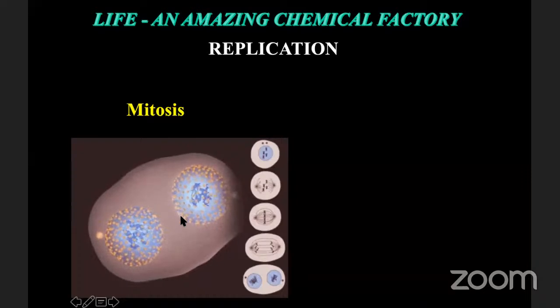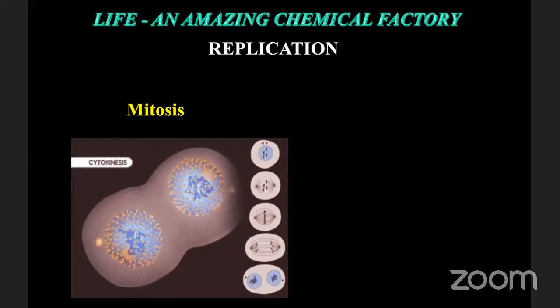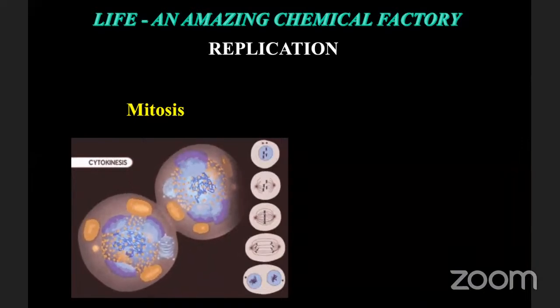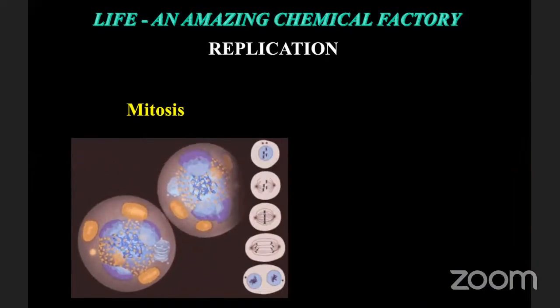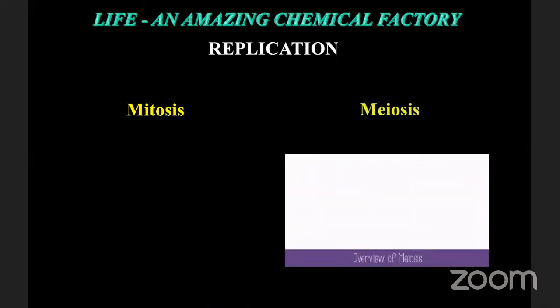Now there is another kind of replication or cell division called meiosis, and through meiosis, the information from one cell is transferred to the next generation of a living cell. Now, all this replication process, mitosis or meiosis, in fact, meiosis has two kinds of division.